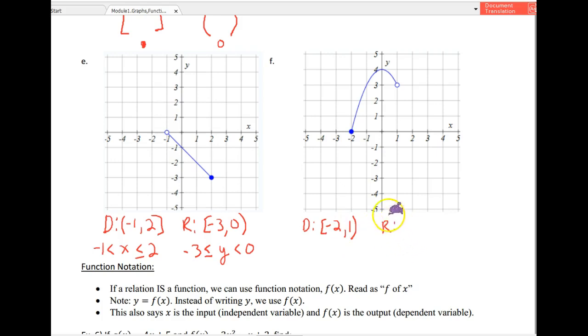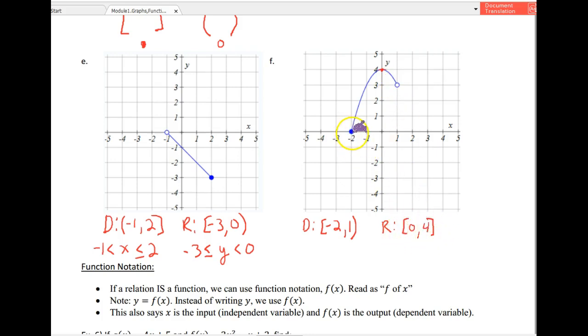The range are the set of y values, how far up and down. So the lowest point I see is here at 0. On the y-axis, it's 0. Closed dot, I'm going to use a bracket. The highest point is here at 4. And now I am including this. This is part of my graph. So I will use a bracket here as well. So just because this is where it starts and this is where it ends, doesn't mean this is the opening or the end points of the range.